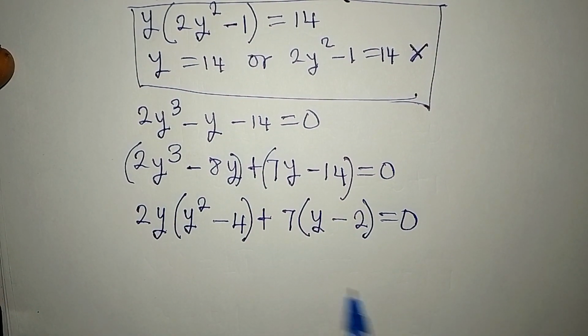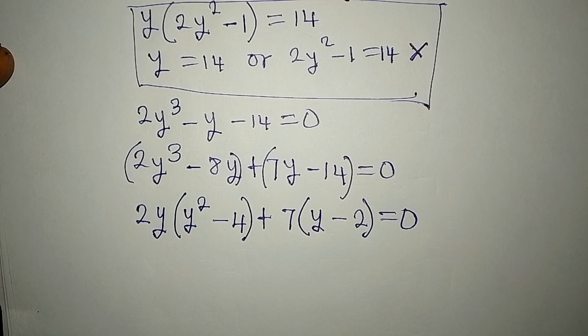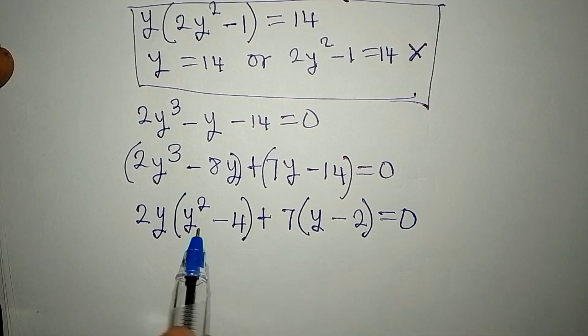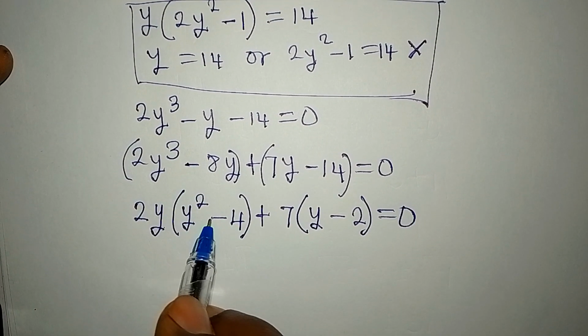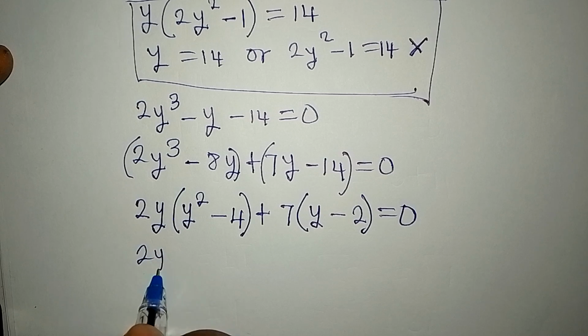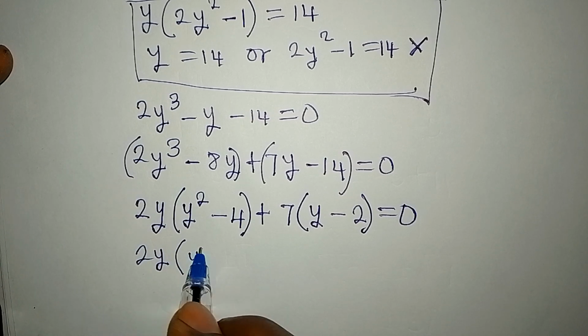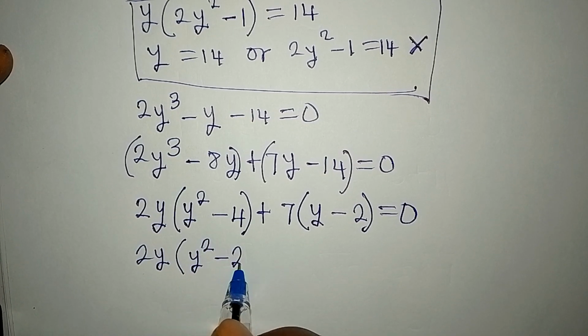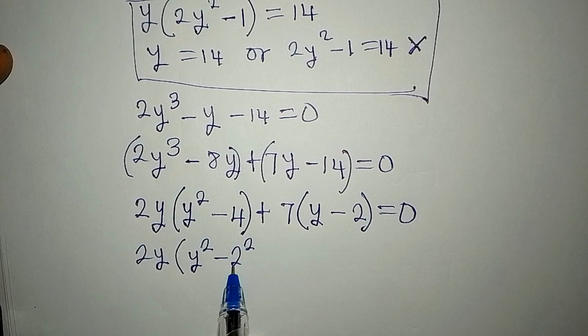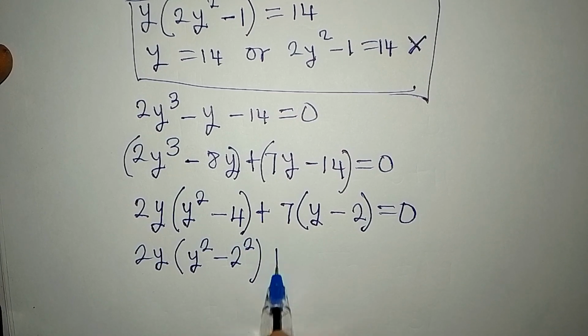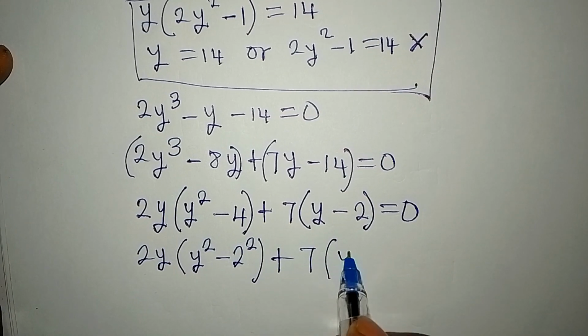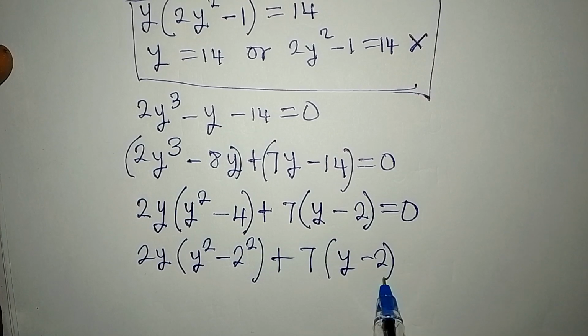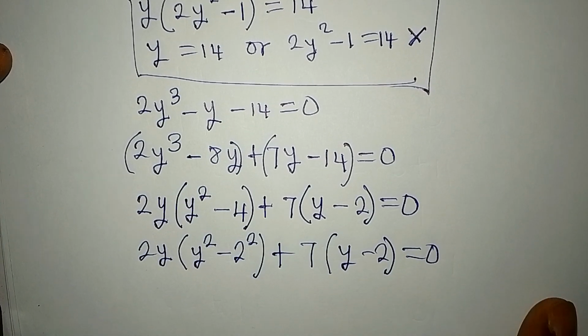Now what do I do? There is nothing common that I can factorize. But then I can apply difference of two squares here. So I have 2y into bracket y squared minus 2 squared, because 2 squared will still give us 4. Then plus 7 into y minus 2. This is still equal to 0.